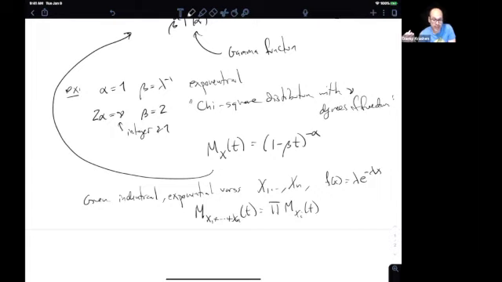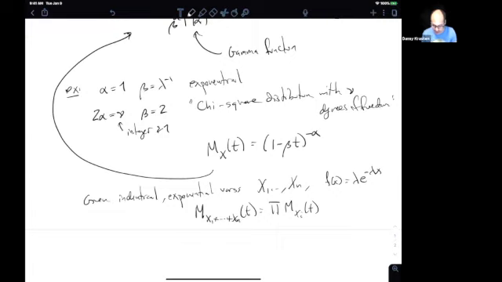So for example, what if we have a sum of exponential random variables? What kind of a random variable is that going to be? Is it going to be another exponential random variable? Is it going to be something else? How do we figure out what it's going to be? We can actually figure it out by looking at its moment generating function and just thinking, have I seen that moment generating function before?